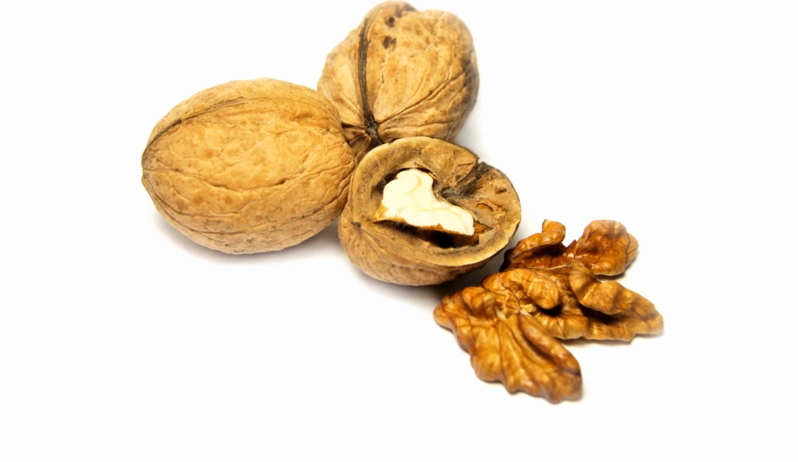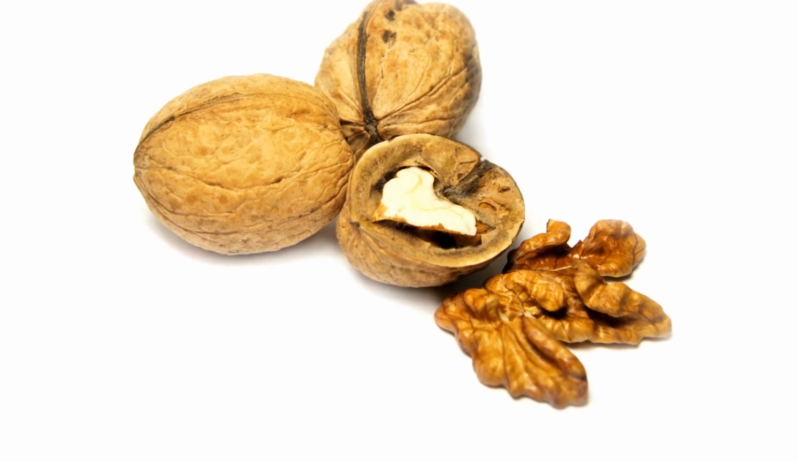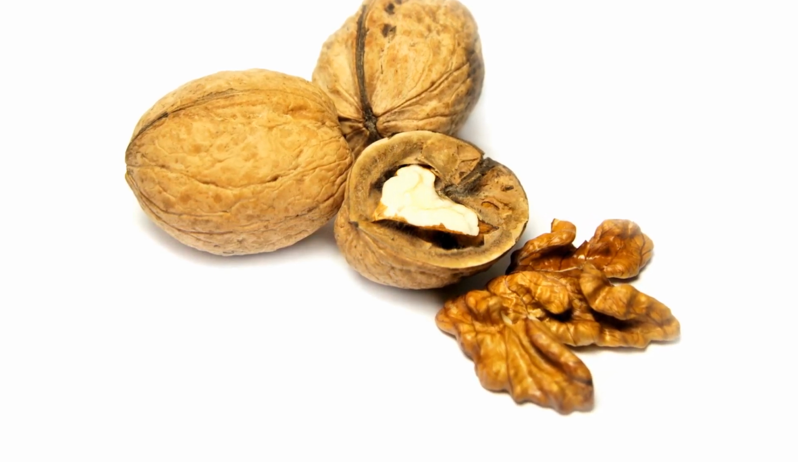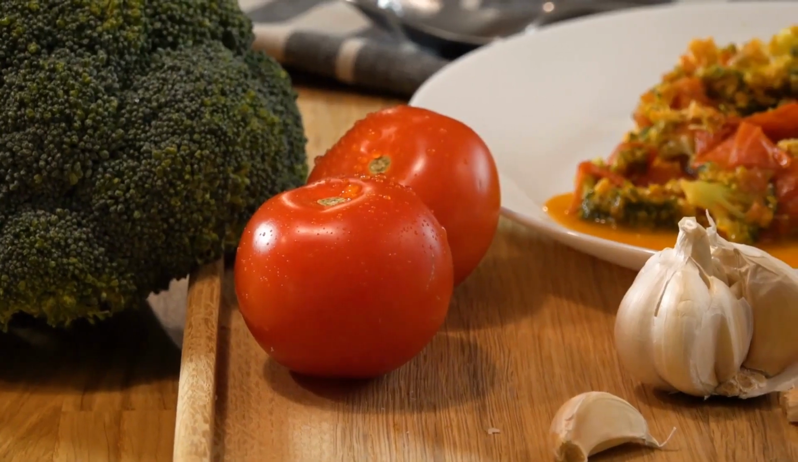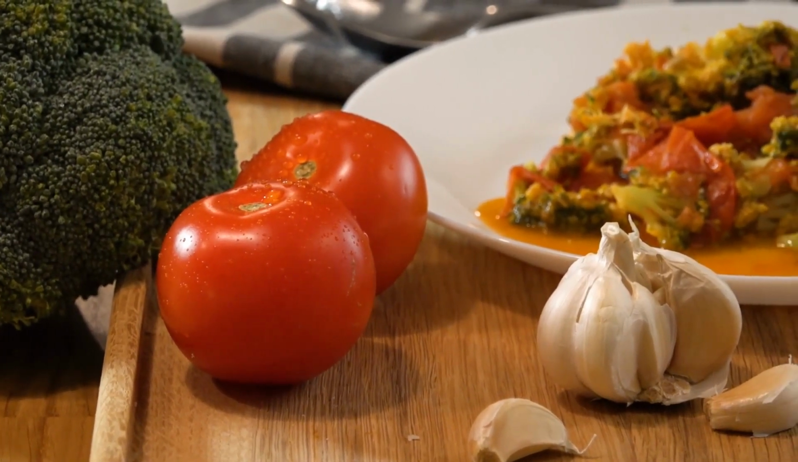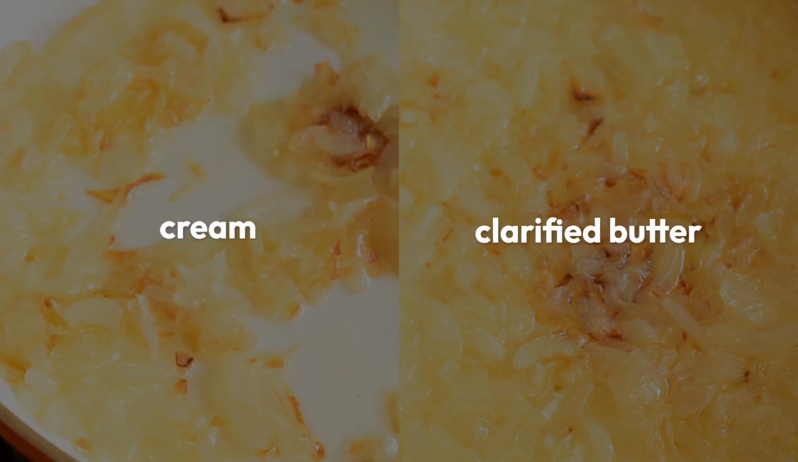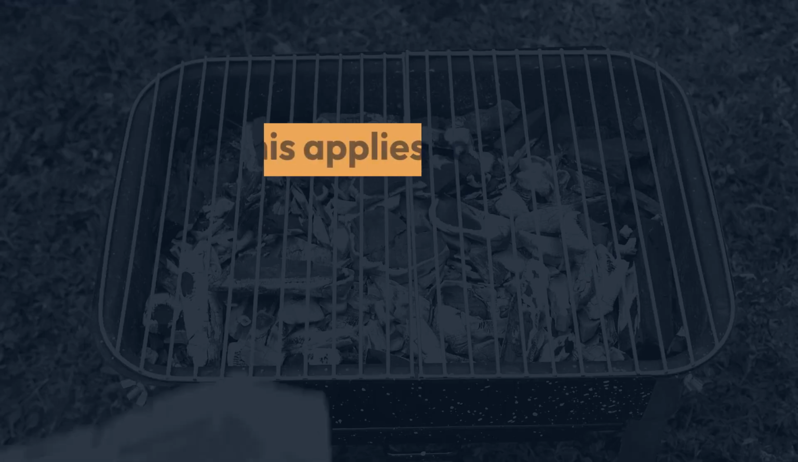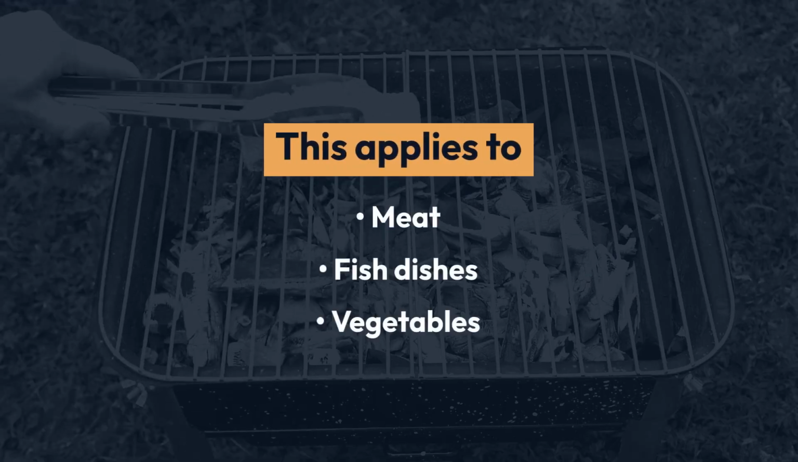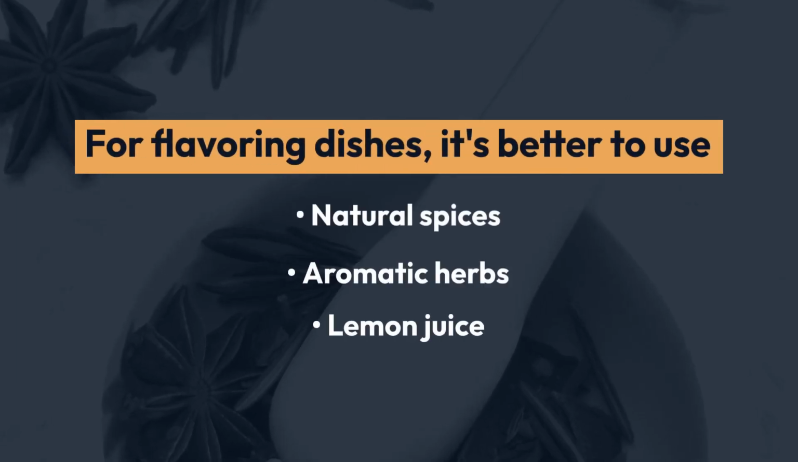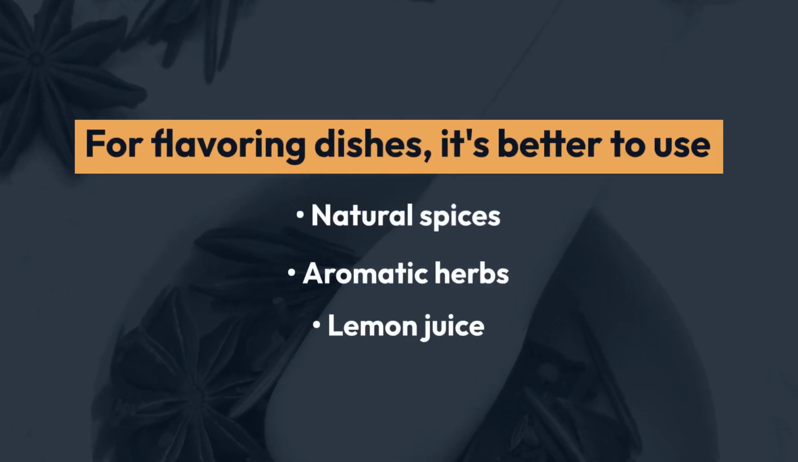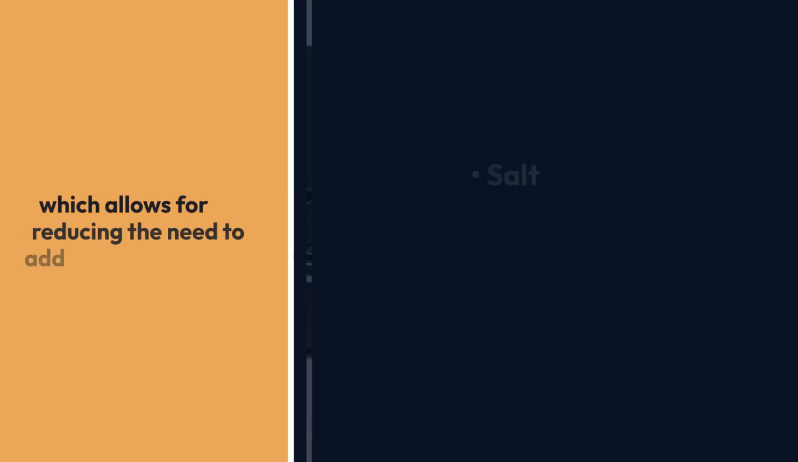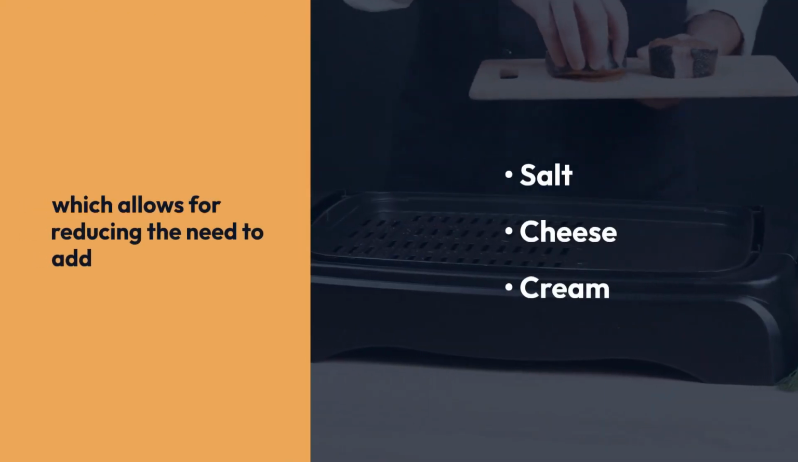Walnuts are a valuable source of omega-3 fatty acids, which effectively help to normalize cholesterol levels. When choosing cooking methods, preference should be given to healthier options. Avoid methods that involve using cream or clarified butter. This applies to meat, fish dishes, and vegetables. It is advisable to stick to baking, grilling, steaming, boiling, or stewing. For flavoring dishes, it's better to use natural spices, aromatic herbs, and lemon juice, which allows for reducing the need to add salt, cheese, or cream.